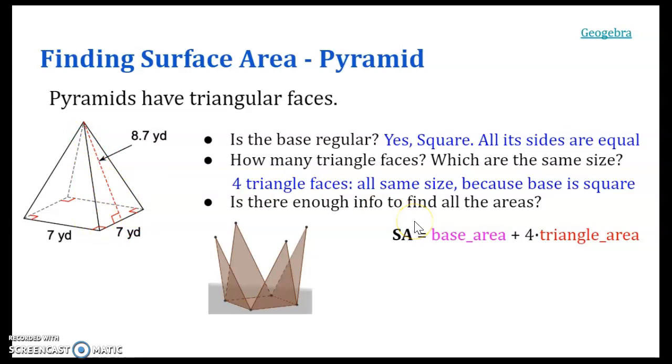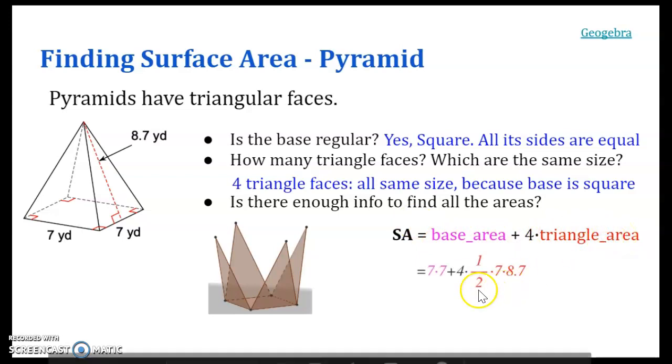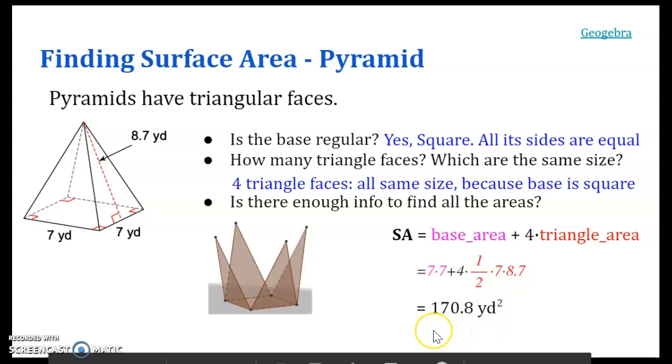Well, the surface area is going to be the base area plus 4 times the triangle area because we have 4 triangles, and each of the triangles is going to be 7 is the base, times height, 8.7 is the height, and times half. That's the area of a triangle, and we have 4 of those, so we're going to multiply that by 4. The base area is the square, which is 7 by 7, and you do the calculation, you are going to come up with 170.8 yards squared.